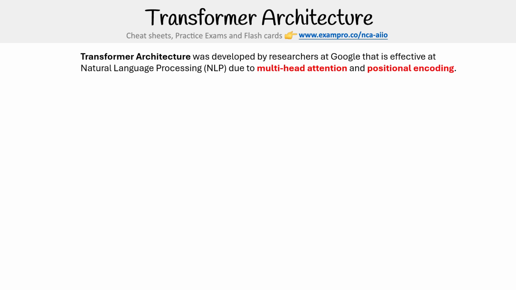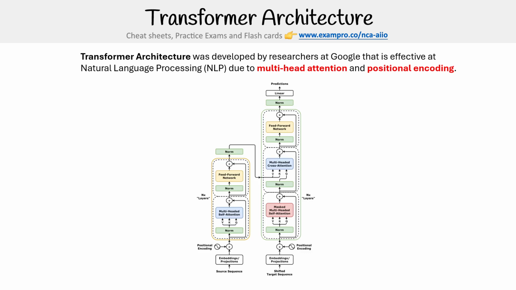Hey folks, we're taking a look at the transformer architecture, which was developed by researchers at Google. That is the way that NLPs work, using multi-head attention and positional encoding. This is actually a slide that I took from my GenAI Essentials course. It's not super important to know, but you should know that LLMs are using the transformer architecture underneath.